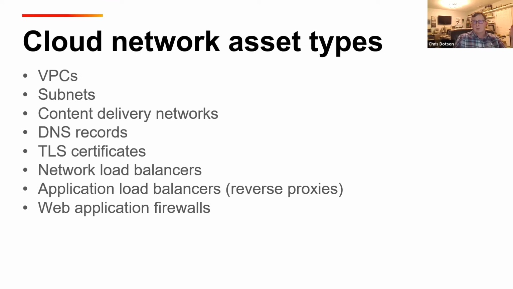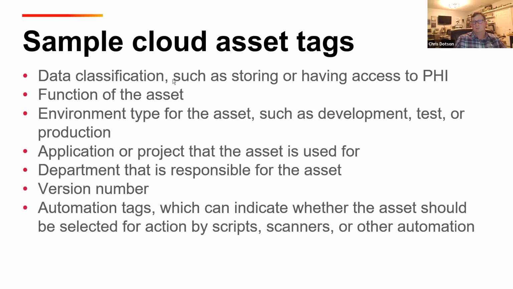So we've talked about the different asset types, and now let's talk a little bit about vulnerability. I did mention tags before also. One of the obvious tags that you might have is data classification for stuff, but you can also use function or environments or so forth.